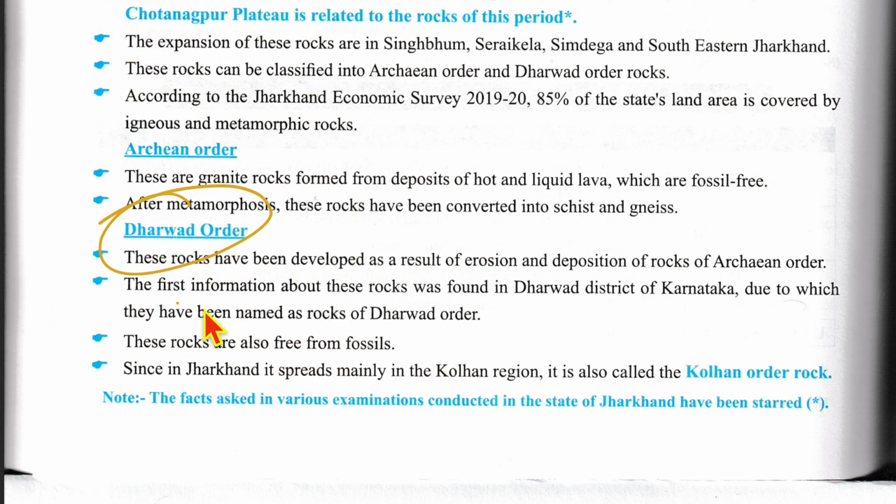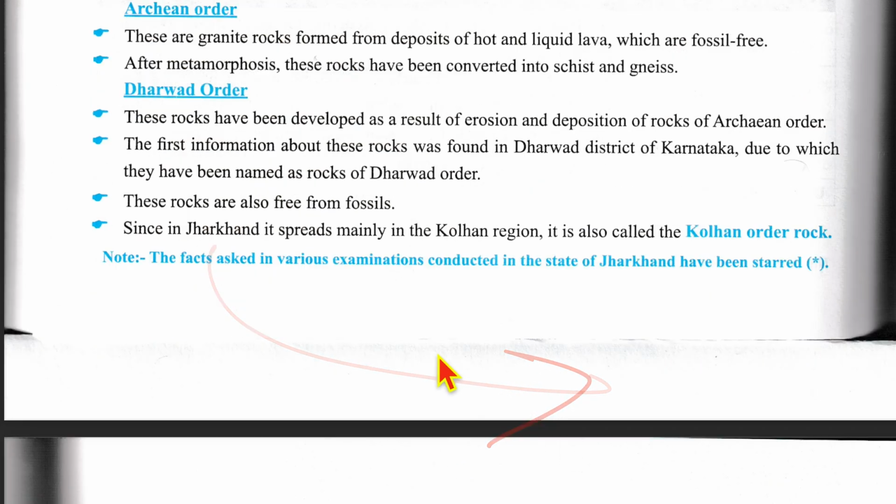Moving on, Dharwar order. These rocks have developed as a result of erosion and deposition of rocks of Archean order. The first information about these rocks was found in Dharwar district of Karnataka, due to which they have been named rocks of Dharwar order. These rocks are also free from fossils. Since in Jharkhand it spreads mainly in the Kolhan region, it is also called Kolhan order rocks. So Dharwar is also called Kolhan order rocks.